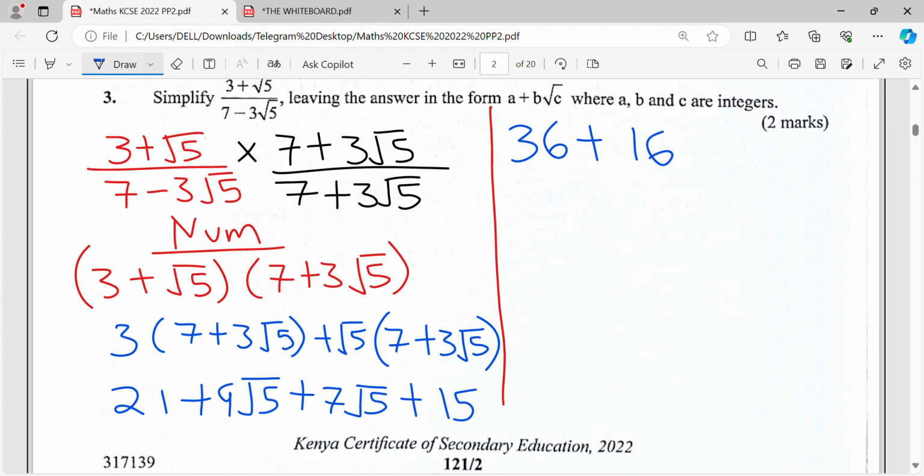Okay? So they are like terms. Why are they like terms? Because we have root 5 and root 5. In addition of surds, you consider what is inside the root. So it is root 5 and root 5. So they are like terms.